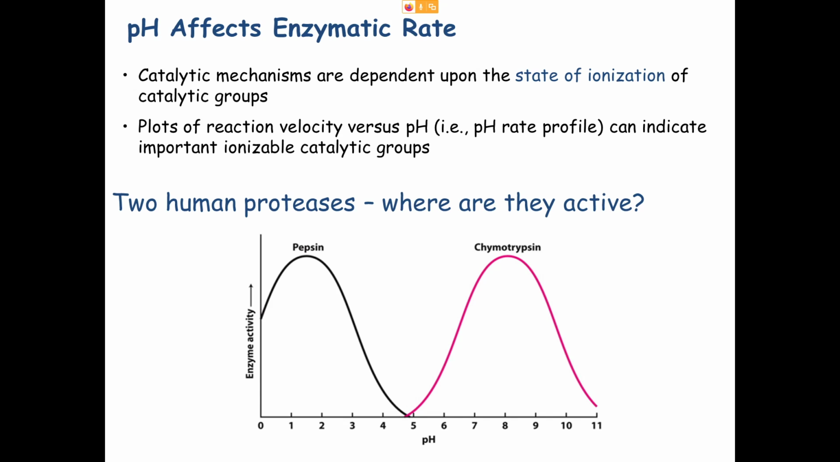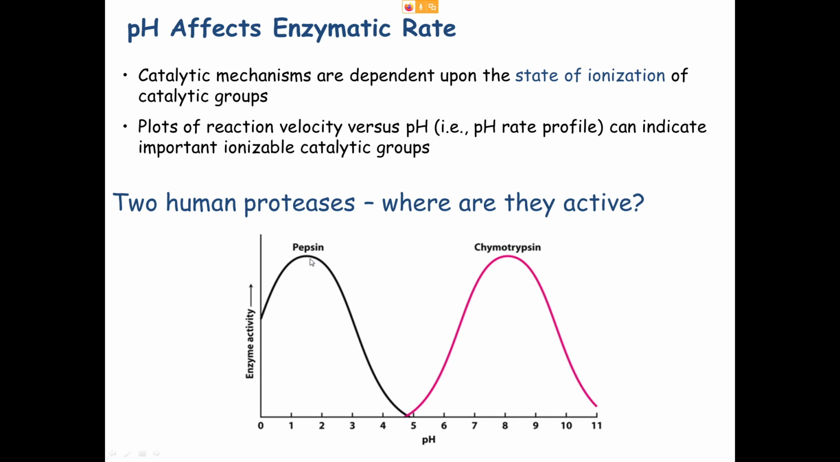If you look at the graph at the bottom, you see pepsin and chymotrypsin. Pepsin occurs at an optimum somewhere around pH 1.5 to 2, right? Chymotrypsin's optimum somewhere around 8. And if I deviate from the optima, right, the activity drops.